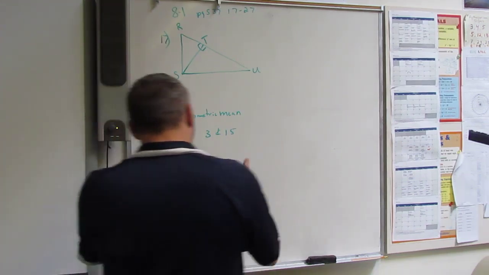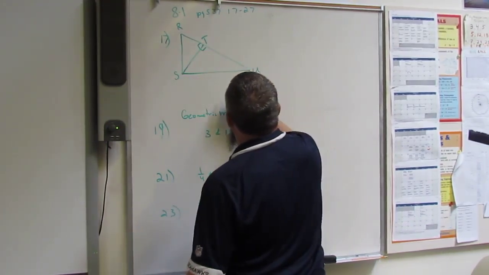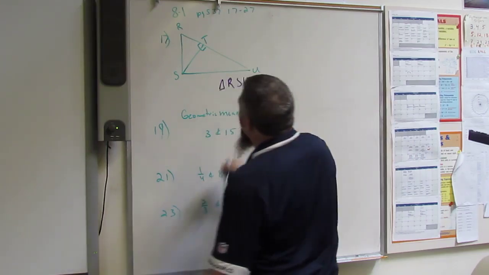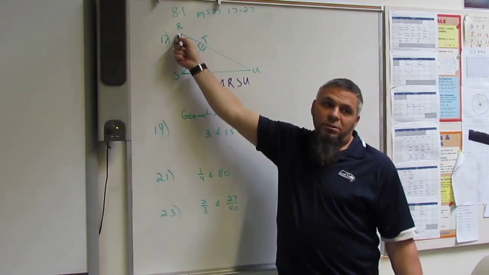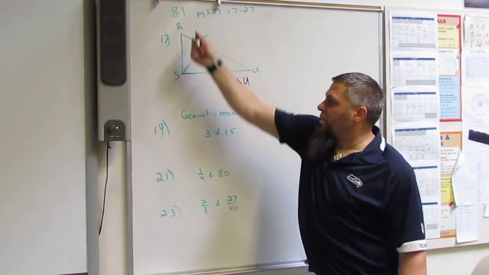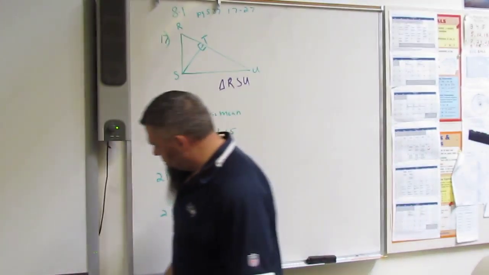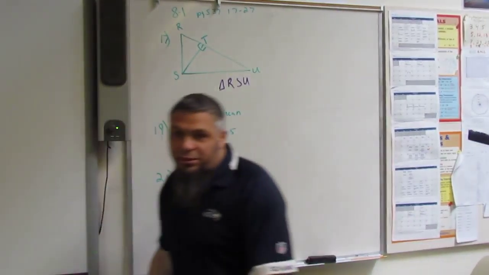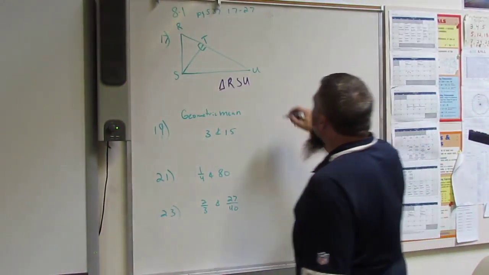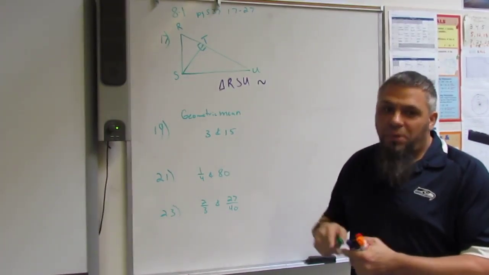So in essence, what I'm going to do is write the first one. It's written, RSU, so triangle RSU. Notice how I went from short leg to long leg. RS is the short leg, and SU is the long leg. We're just going to continue to do this. Is similar to.